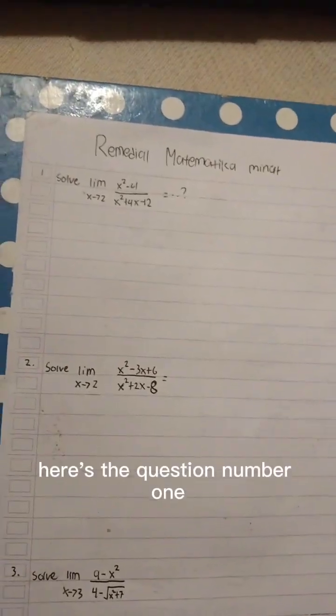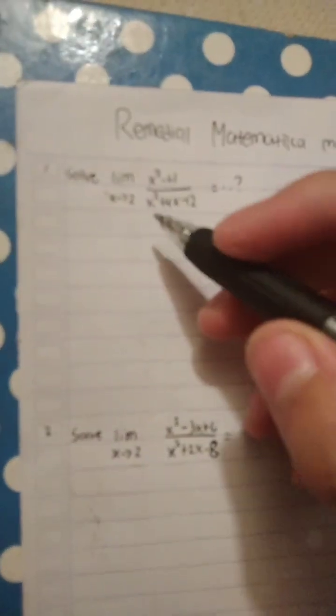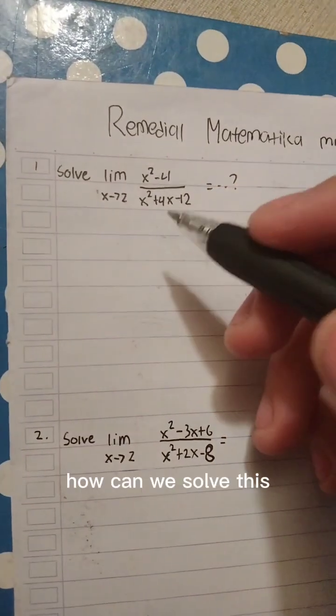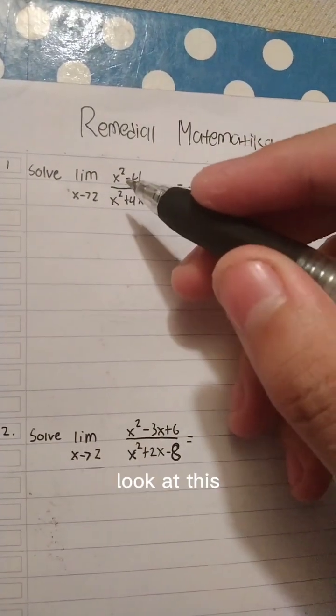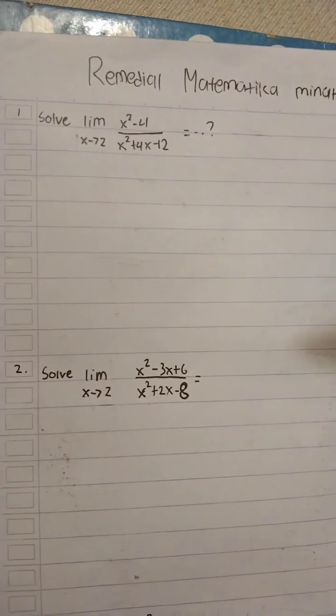Alright, so here's question number 1. We've got the question: solve the limit of x squared minus 4 over x squared plus 4x minus 12, where x approaches 2. How can we solve this from here? Look at this. This is a quadratic equation, so we're going to use this.